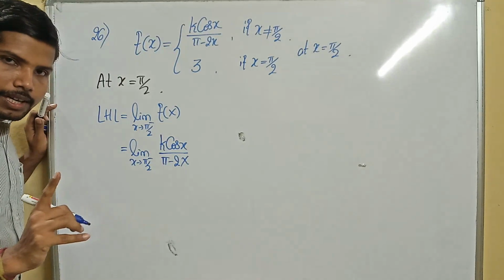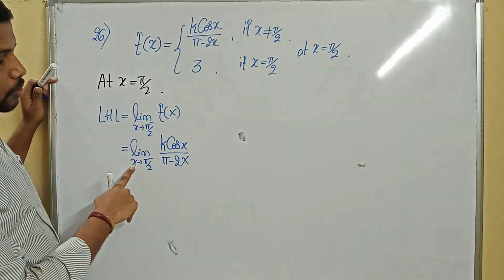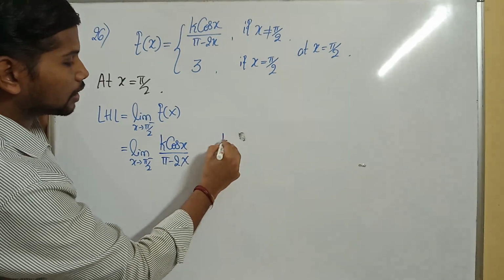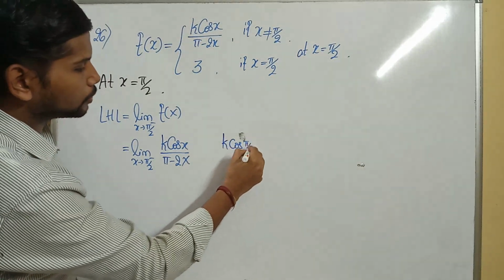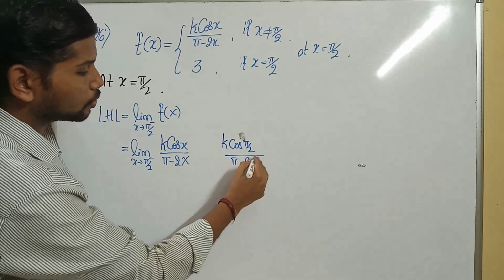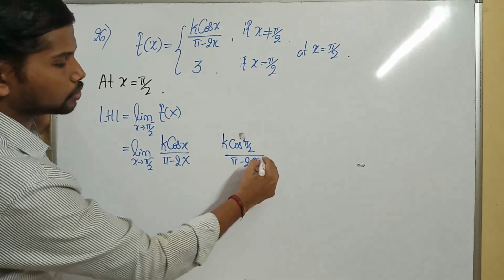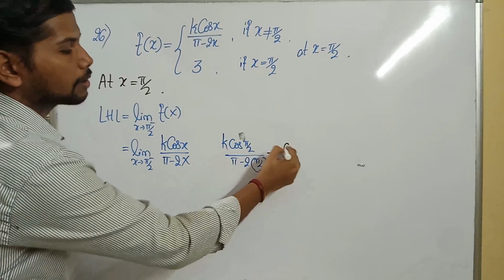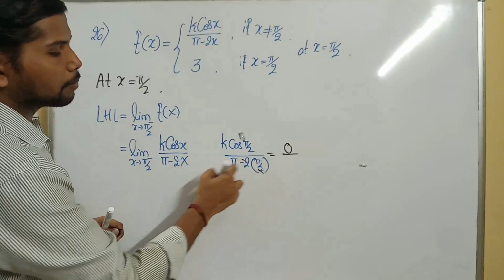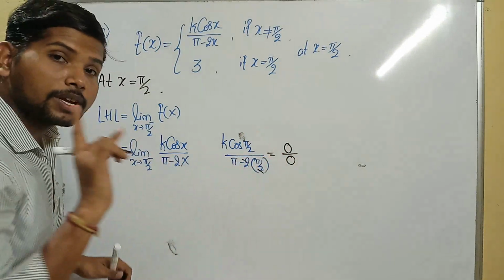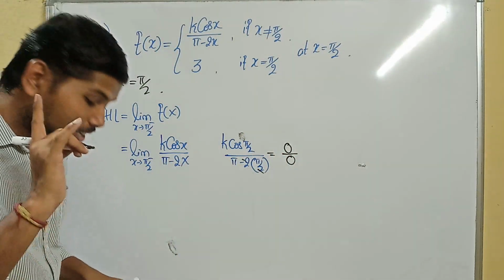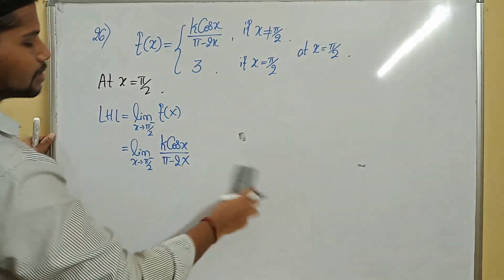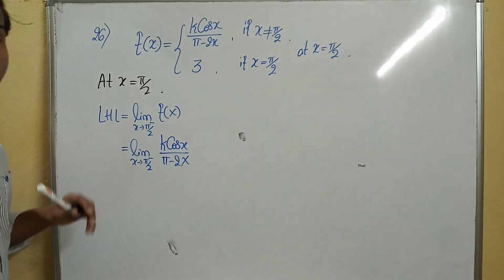Whether you understood properly? Okay, whenever I am going to substitute x equal to pi by 2, what it will be? K, let it be as it is, cos of pi by 2 divided by pi minus 2 into x replaced by pi by 2. Just I am checking here. Now what is cos of pi by 2? Its value will be 0. 2 to cancel, pi minus pi will be 0. 0 by 0 will be indeterminate form. For that reason, I need to find some alternative method.